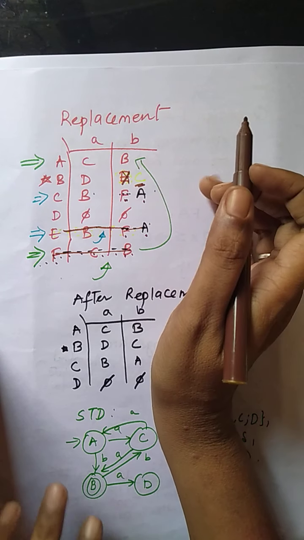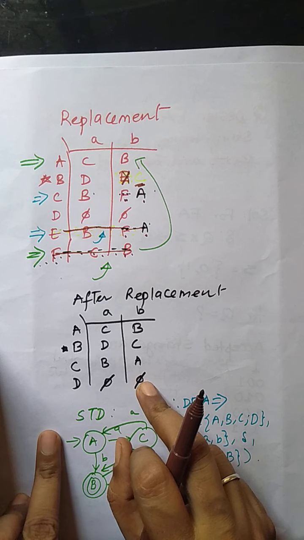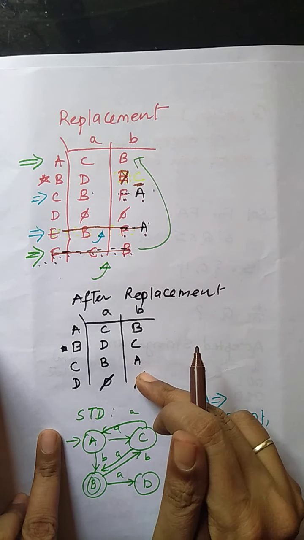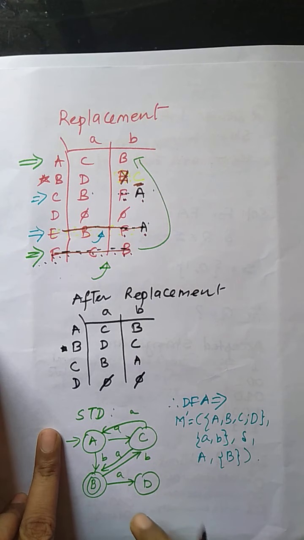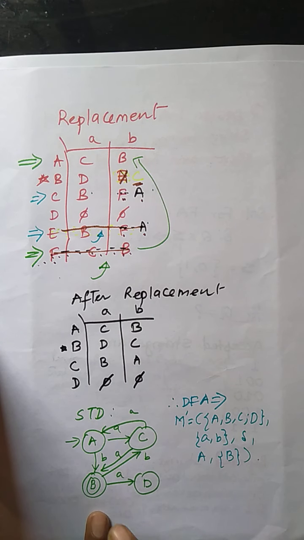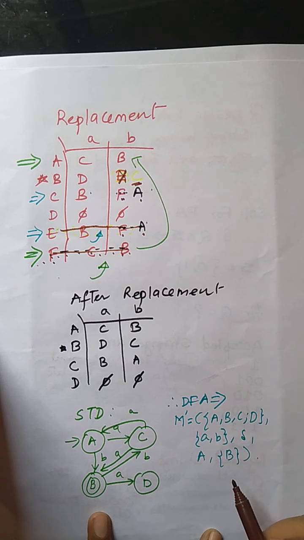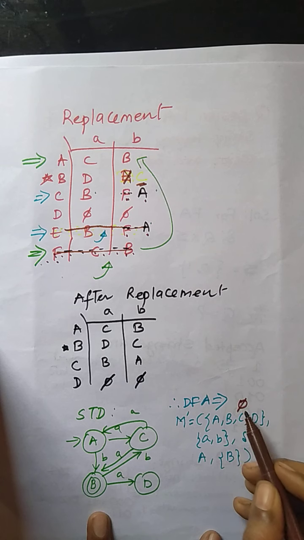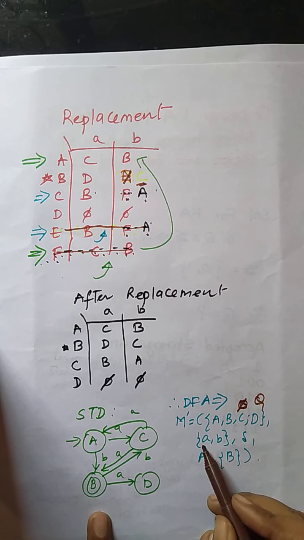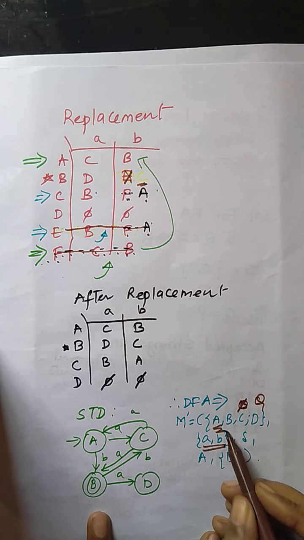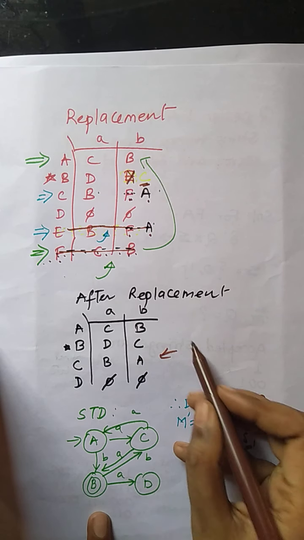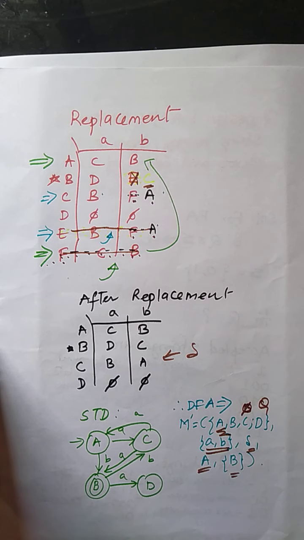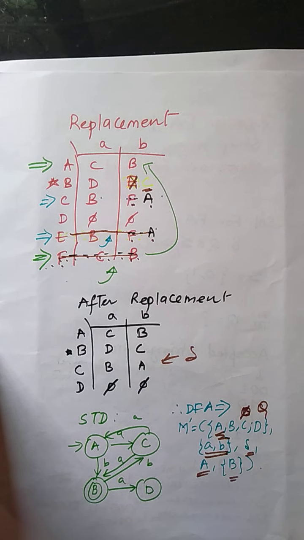So after this, we are going to rewrite the table after the replacement and the reduction. So this is what we got after the reduction. From this table, what we are going to do? We are going to draw the table. From the table, what we are going to mark? We are going to mark the states. So what is ABCD? ABCD are the states. What is AB? AB will be the sigma. What is the transition table? This is your transition function. What is A? A is the initial state. What is B? B is the final state. This is how we have converted the given NFA into DFA.